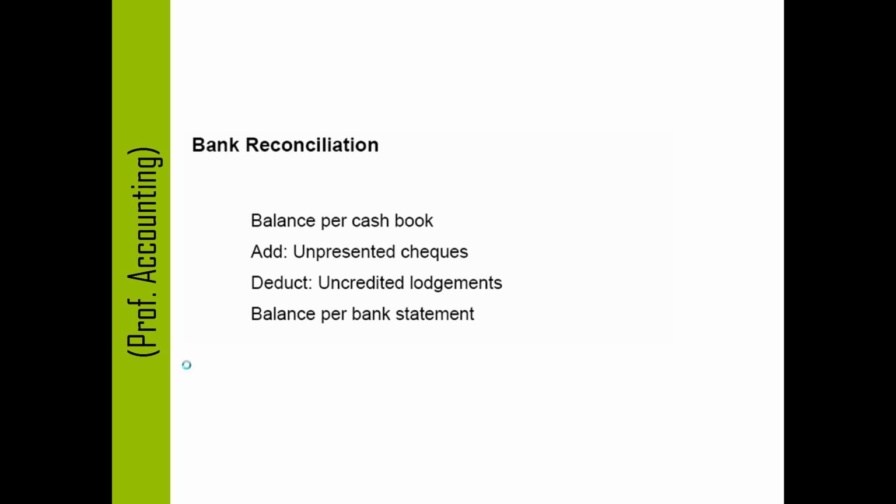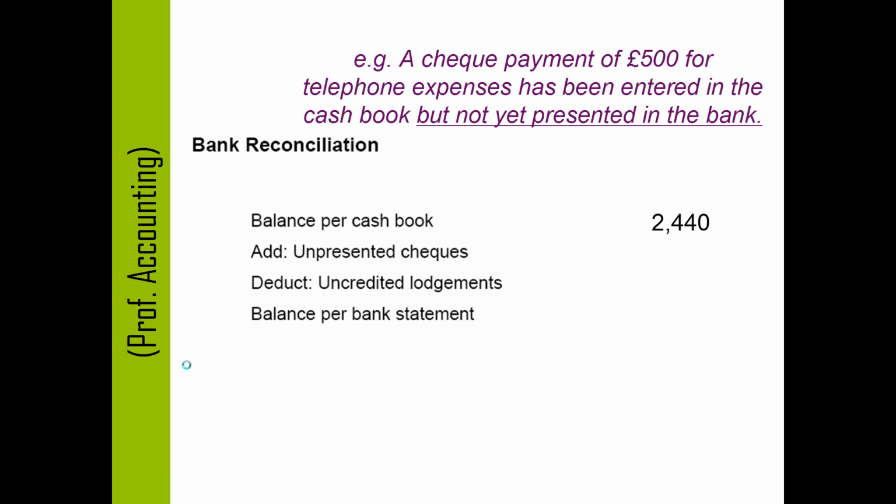So what I'm going to do on this slide is just show you 2 transactions and the language they use. It's pretty straightforward. More detail on the next slide. So balance as per the cash book, here's a value, 2440. Here's a transaction. A cheque payment of £500 for telephone expenses has been entered into the cash book, but is not yet presented in the bank. So I underline the language there. That clearly indicates an unpresented cheque, so that would go here. I'll explain shortly the add and deduct and why we do that on the next slide.